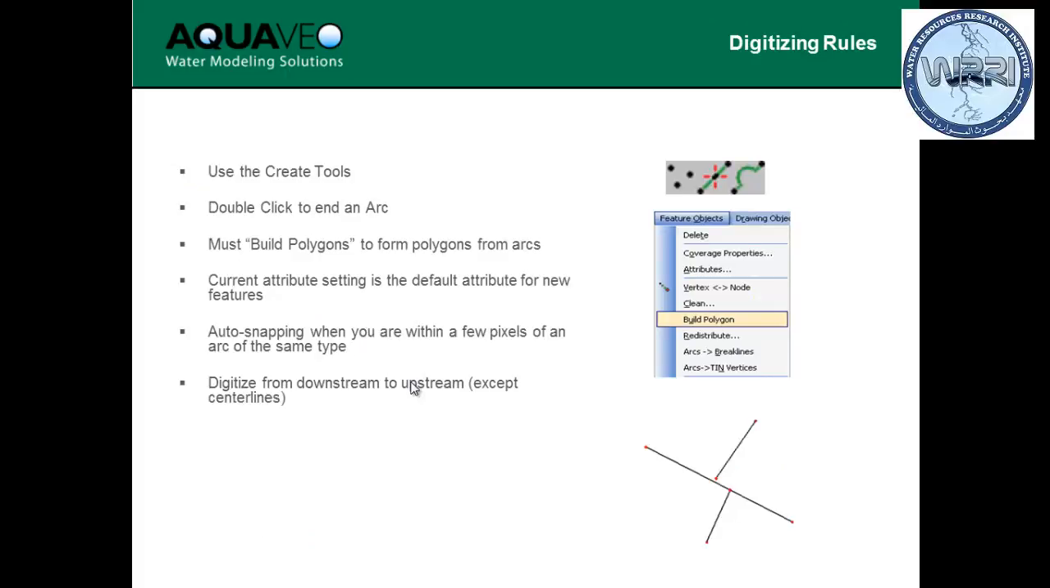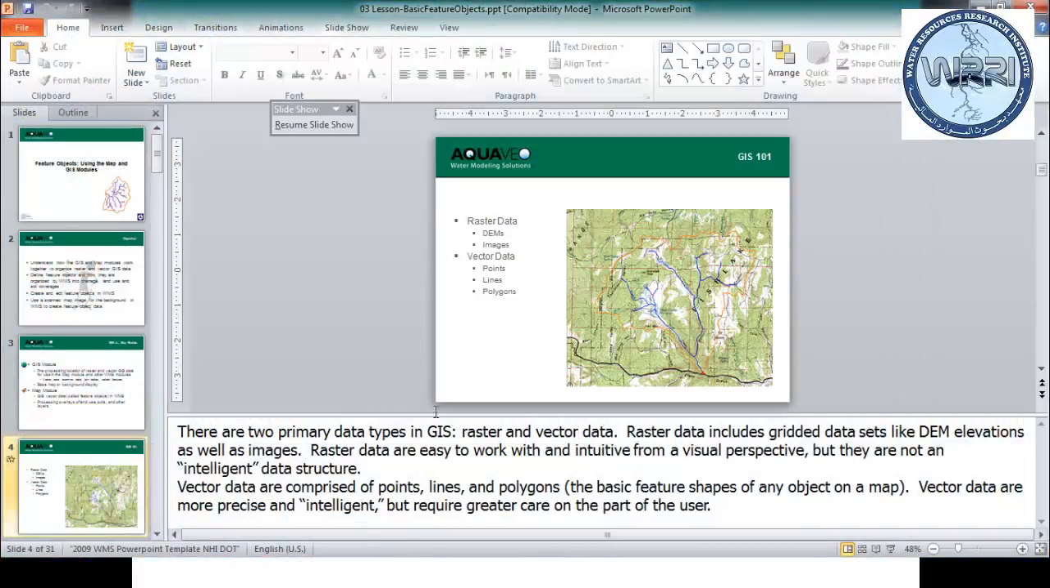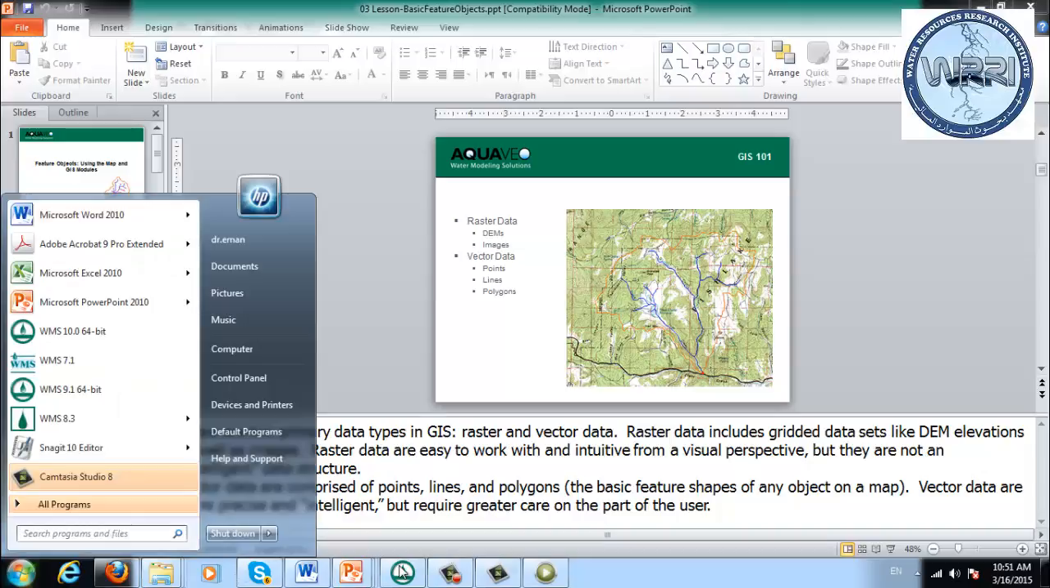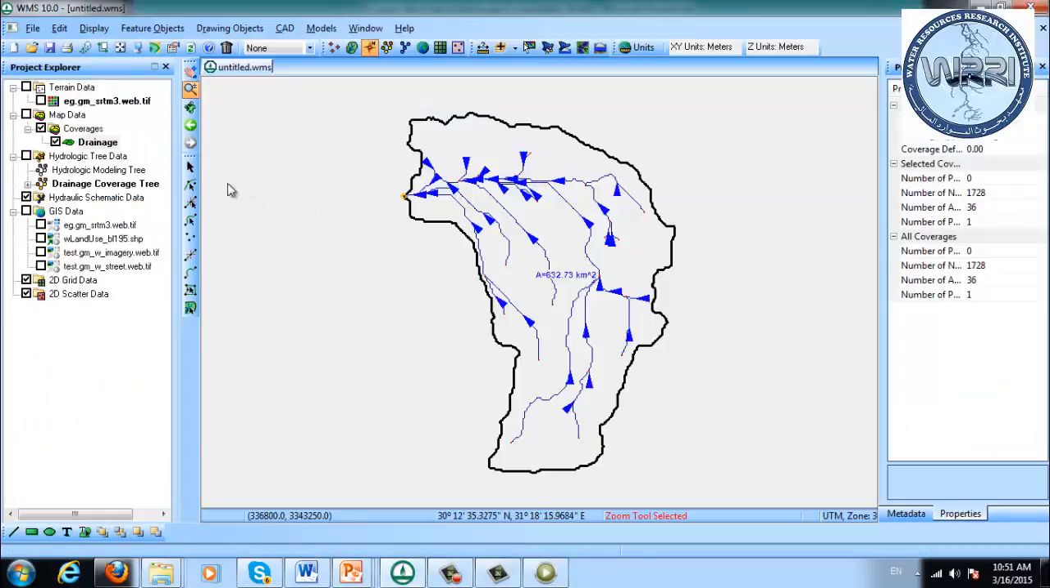Okay, some rules for creating feature objects. You have to use the create tools. Anyway, they're just different rules, and I'm going to review these rules in a demonstration. Let's go back here to WMS and we'll look at some of these rules.